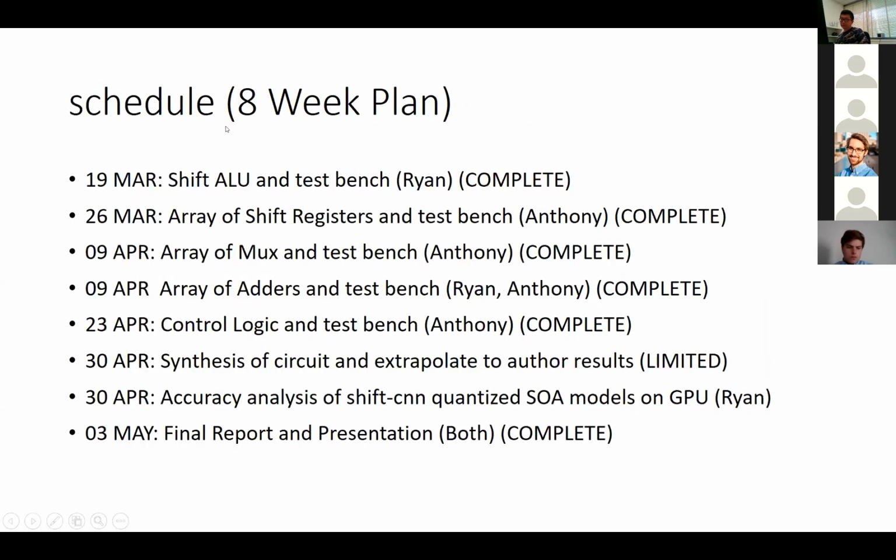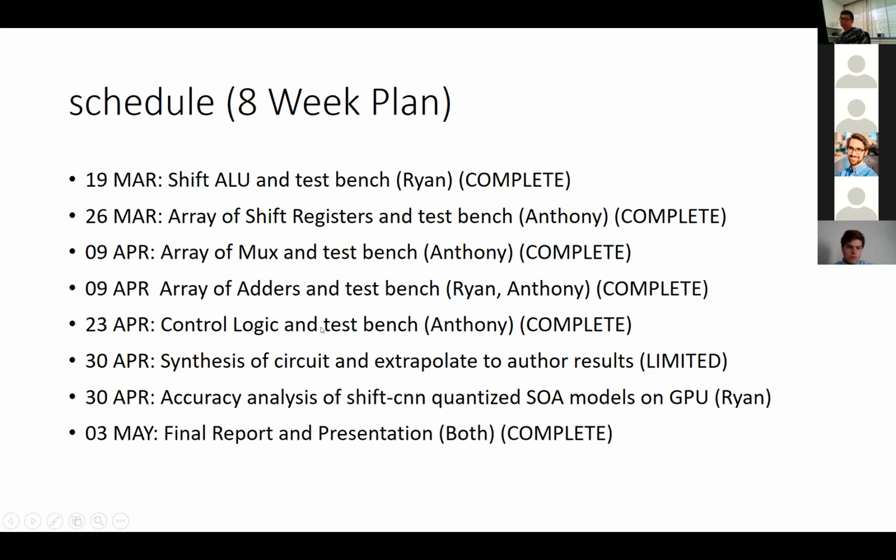And finally, this was our schedule. So Ryan, what we saw last time is Ryan had the shift ALU in the test bench, and I had done the array of shift registers in the test bench. And then since the midterm update, I implemented the array of multiplexers in the test bench. And then Ryan and I both worked on the array of adders and its test bench. And then I finally did the control logic, the clocks, and the test bench to show our top level circuit worked.